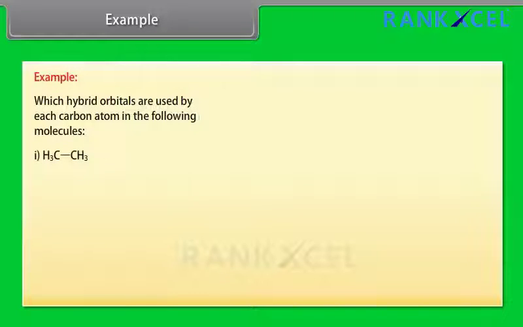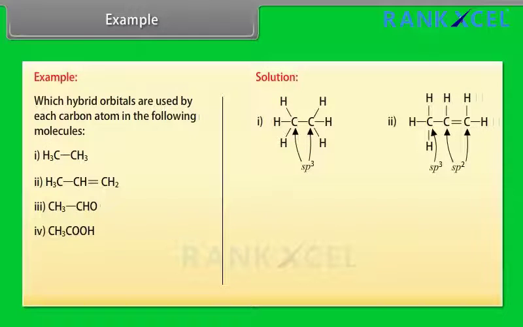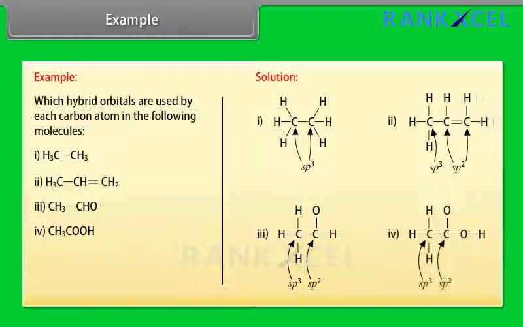Example. Let's take an example on hybridization. Which hybrid orbitals are used by each carbon atom in the following molecules? Let's see the solution. In this molecule, carbon atoms are using sp3 hybridization. In the next molecules, carbon atoms are using sp2 and sp3 hybridization.